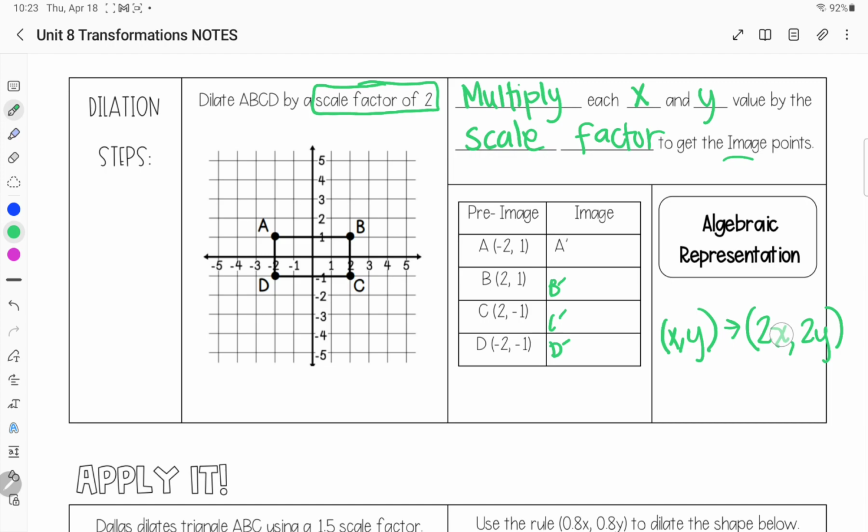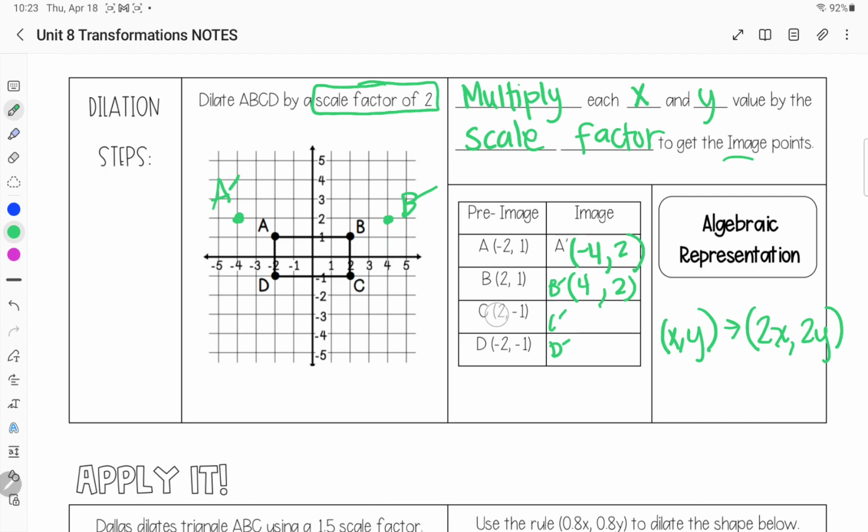This says replace X with X and multiply it by 2. Replace the Y with Y, multiply it by 2. So 2 times negative 2. Now this would move to negative 4. And 1 times 2 would be 2. That point is at negative 4, 2. A prime. B prime, 2 times 2 is 4. 2 times 1 is 2. That point is at 4, 2. There's B prime.